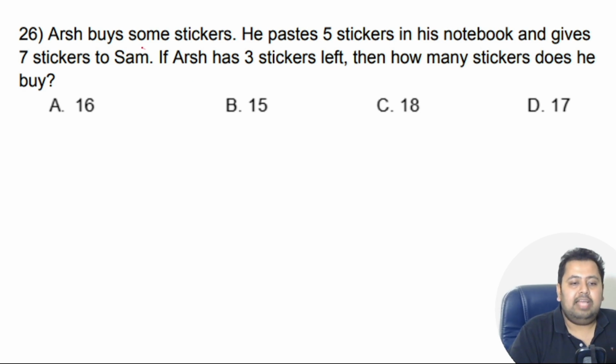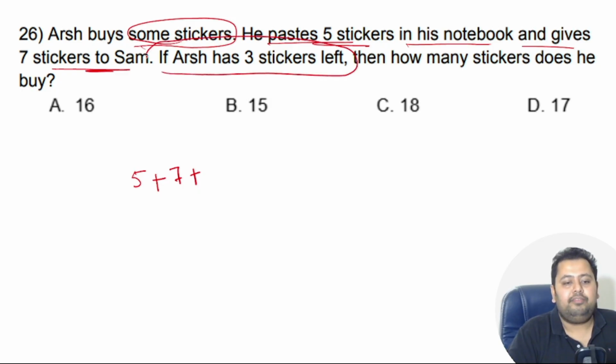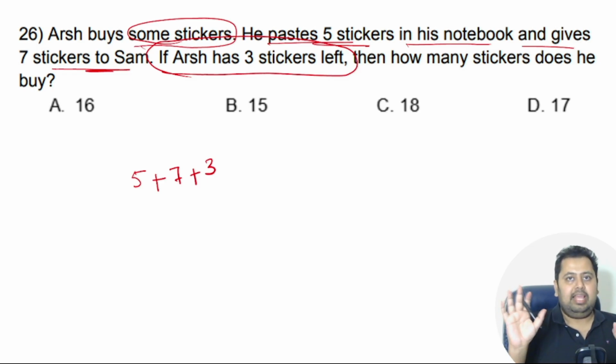Right. So Arsh has some stickers, right? He buys some stickers. He pastes 5 stickers, so 5 stickers are used now, right? Then in his notebook and gives 7 stickers to Sam. So he gave 7 stickers to Sam, right? Now if Arsh still has 3 stickers left, then the total number of stickers that he bought was something like X.